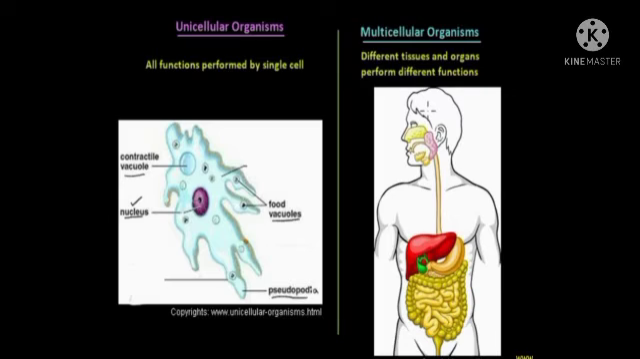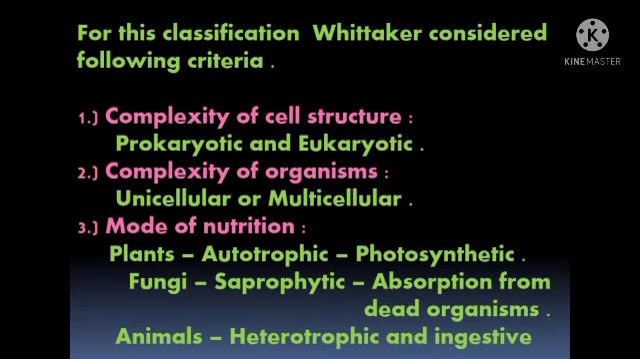That is, different tissues and organs perform different functions. That is, our human body is made up of many cells. The third criteria for classification is mode of nutrition. What does it include? How the intake of food is different in various organisms is included in modes of nutrition.